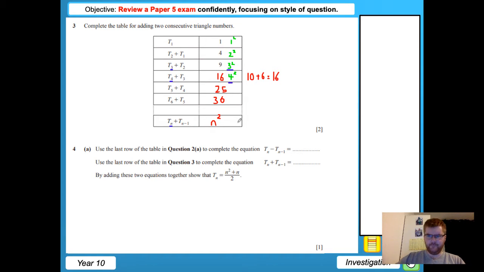Okay. So we'll go through the mark scheme where you get the marks for it. You can probably guess already. And notice the next question is really trying to lead you through the investigation. So use the last row of the table in question 2a to complete the equation.